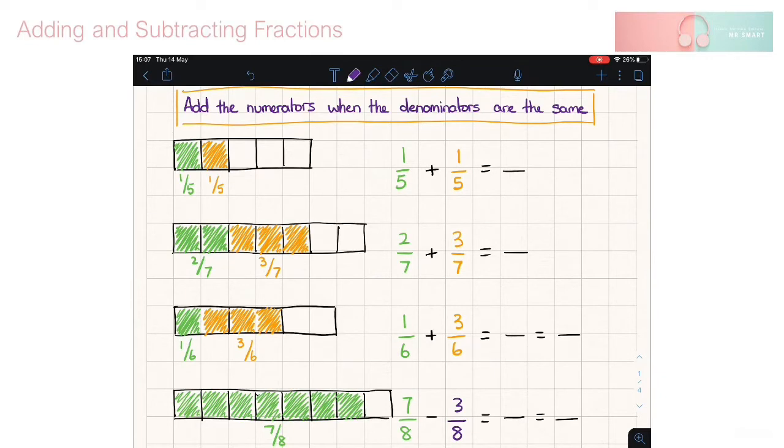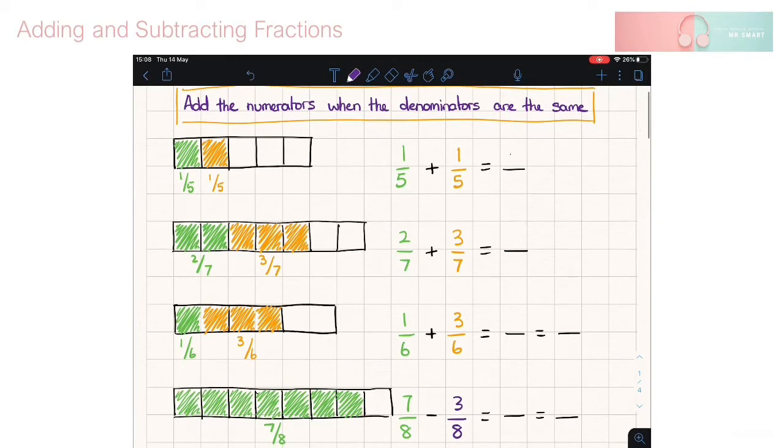In this video we are going to be looking at adding and subtracting fractions, and the key point here is to add the numerators, so the top numbers in a fraction, when the denominators or the bottom numbers are the same. Okay, so in these first examples you'll see that the denominators are all the same, so we can just add the numerators. 1/5 plus 1/5 equals 2/5, and 2/7 plus 3/7 equals 5/7.